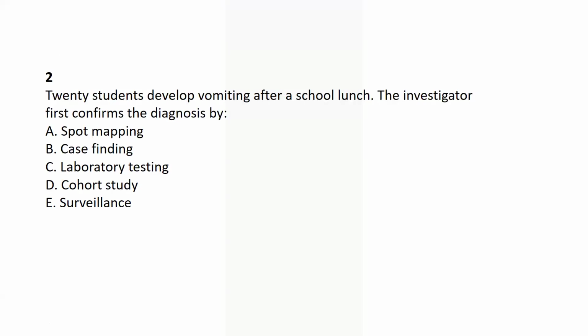Question number two: 20 students develop vomiting after a school lunch. The investigator first confirms the diagnosis by option A, spot mapping, B, case finding, C, laboratory testing, D, cohort study, and E, surveillance. C, laboratory testing to confirm the diagnosis.